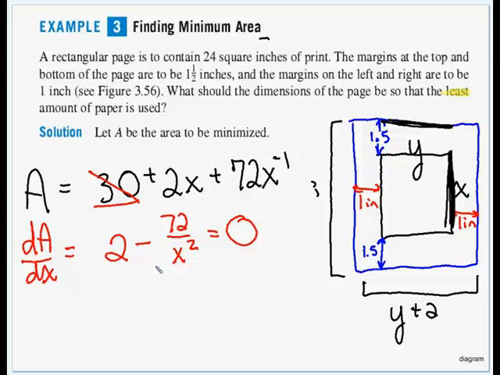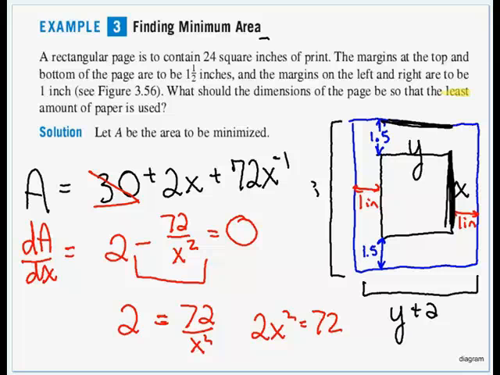So let's see, first step, I would add this quantity to both sides. So we're going to have 2 equals 72 over x squared. And then to get rid of the denominator x squared, I'd multiply both sides by x squared. 2x squared equals 72. And if we divide by 2, this will divide out and we'll have 36. x squared equals 36. And when we take the square root of x squared, we'll get 2 roots, plus or minus 6.